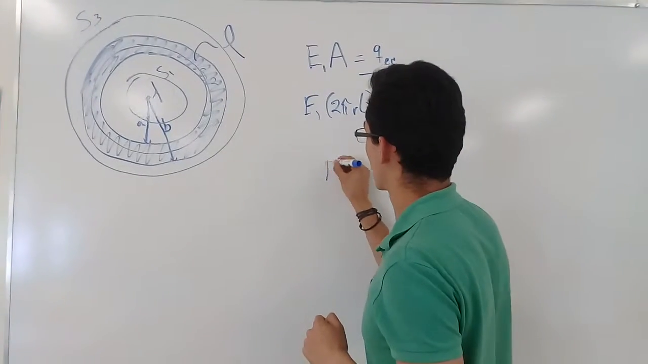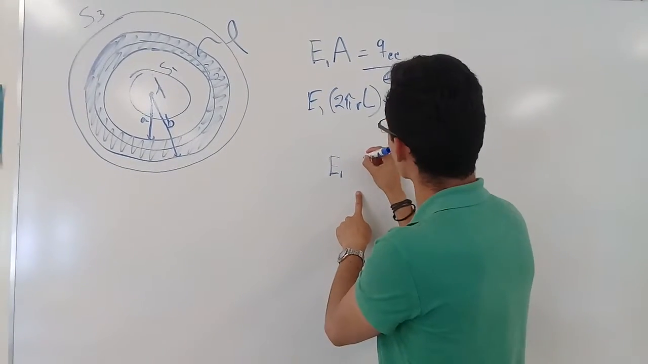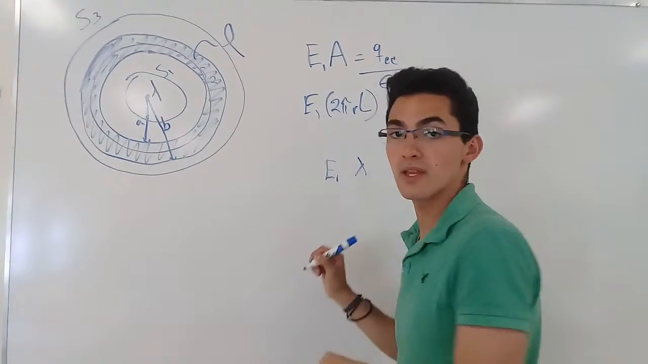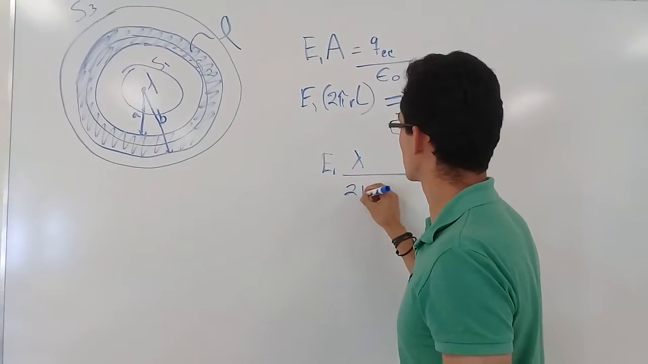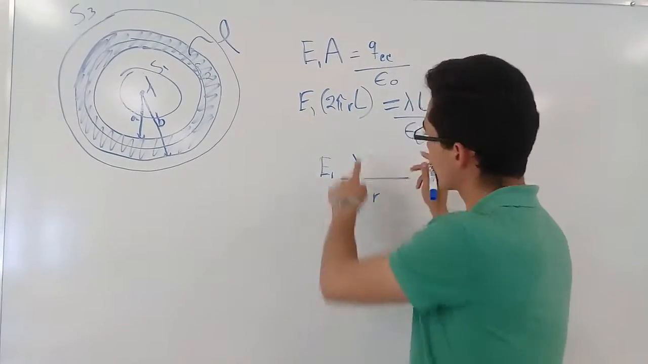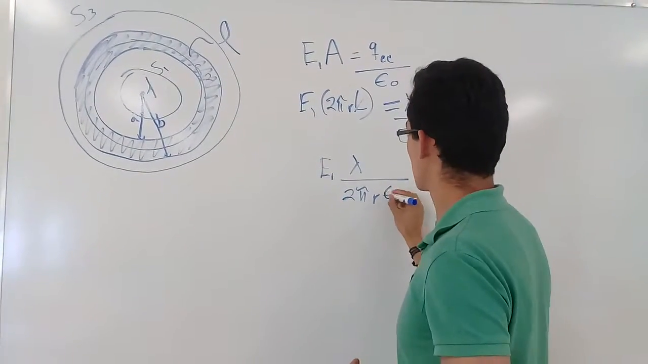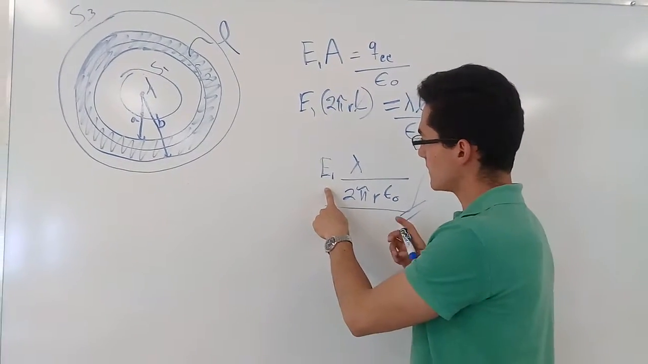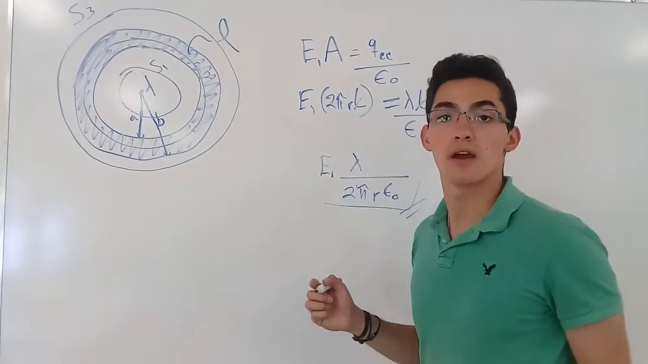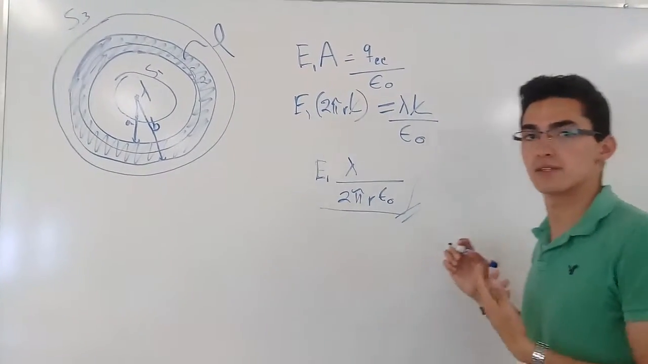So our electric field 1 will be equal to lambda over 2 times pi r, and our L's get cancelled because we have it in both sides, times our constant. And this is the electric field for the first part. For obtaining the electric field for the second part, I'm gonna do it this way.